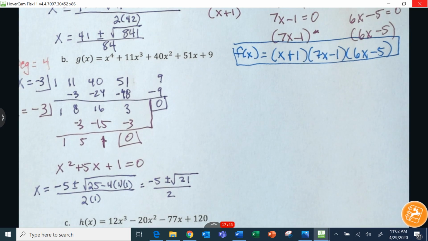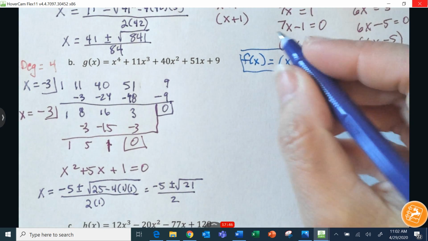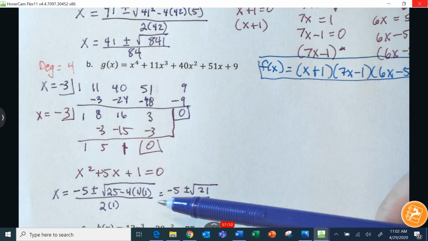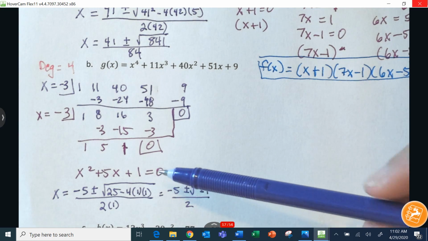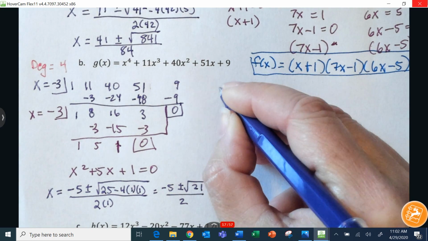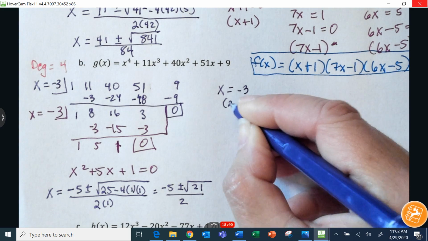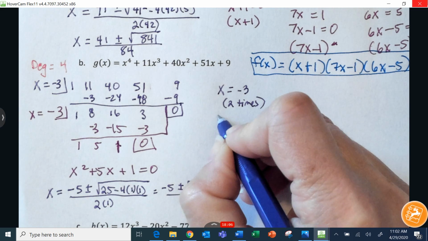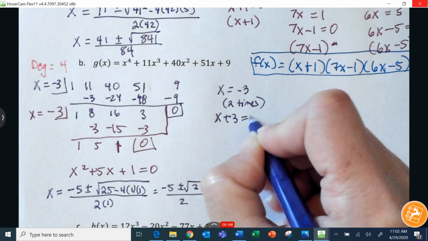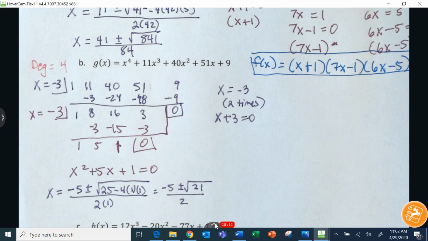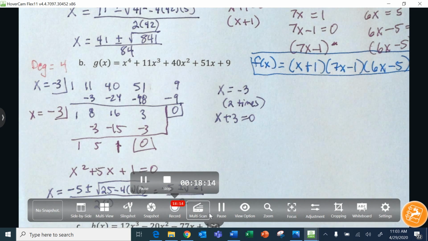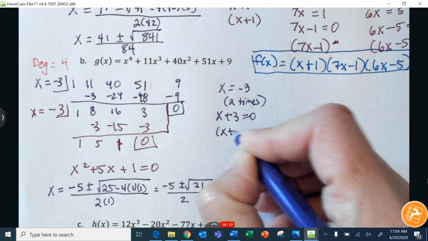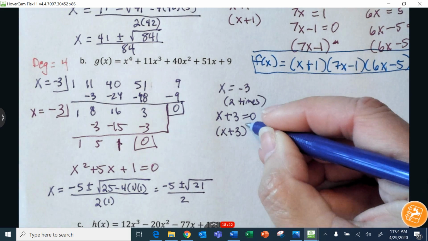So now we have 4 zeros, 3 of them that are different. We're going to write this in factored form. If I have x equals negative 3, and remember I have this 2 times, then I'm going to move the negative 3 over by adding it, and I get x plus 3 equals 0. So our factor is x plus 3, and because there's 2 of them, we will have that squared.